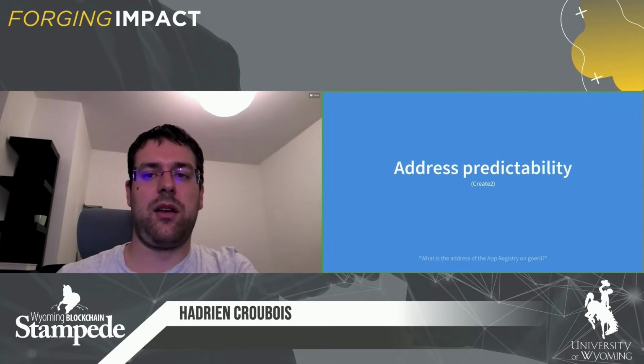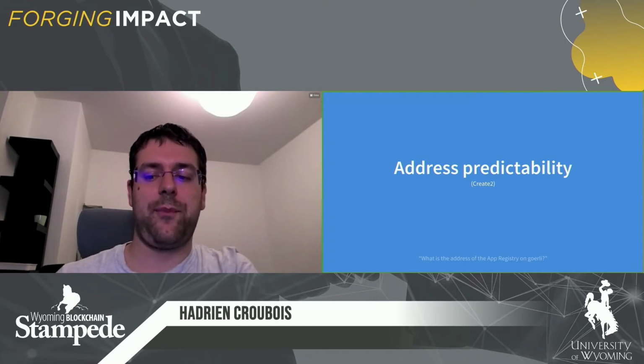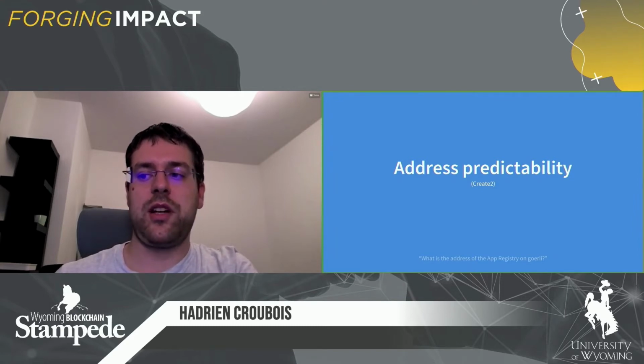And this is always painful because if you send a transaction to the address of a contract on another blockchain, then the transaction will fail. And so the question was, how can we make that better? And one of the ways to make that better is to make sure that whichever blockchain you are on, the addresses are always the same.